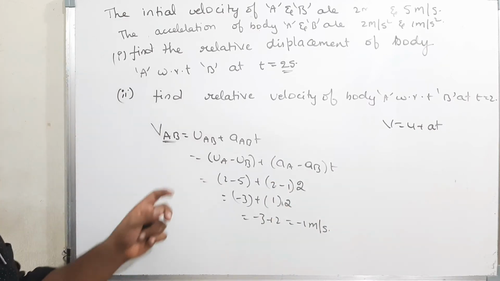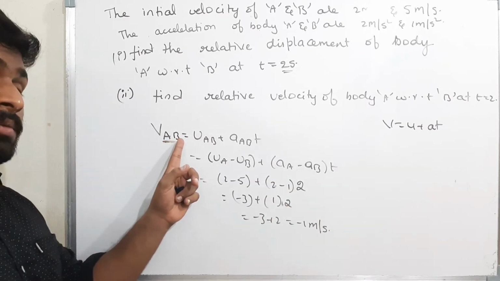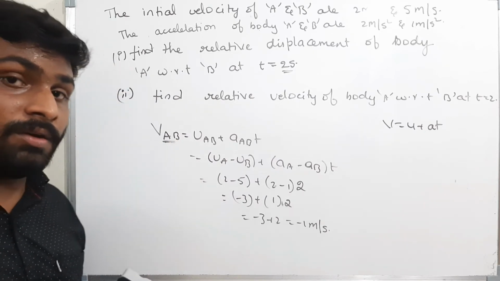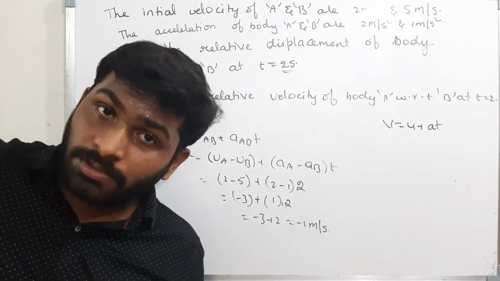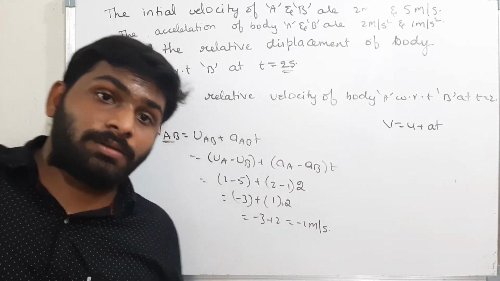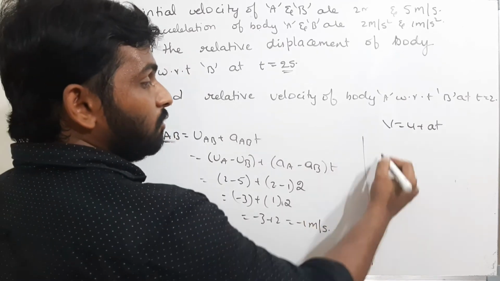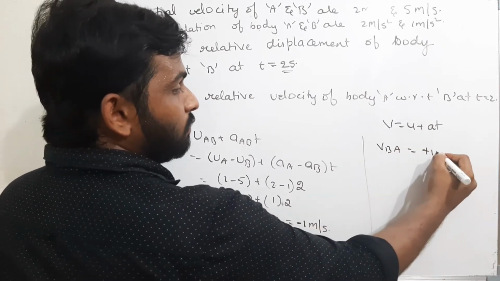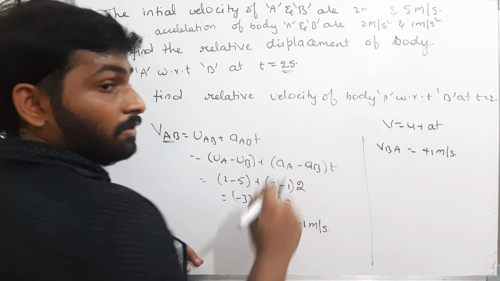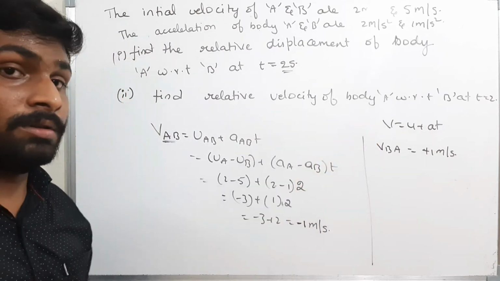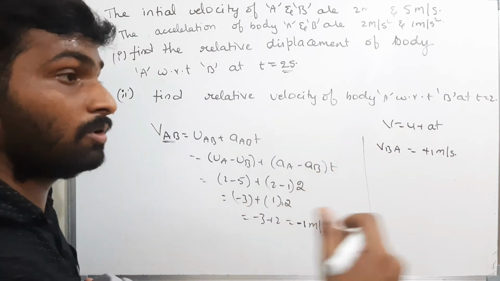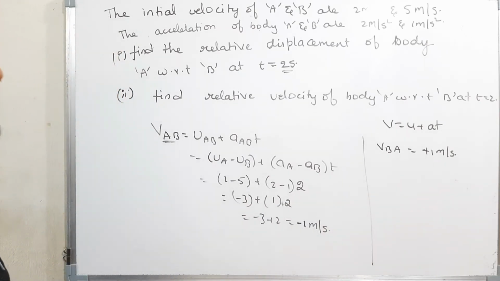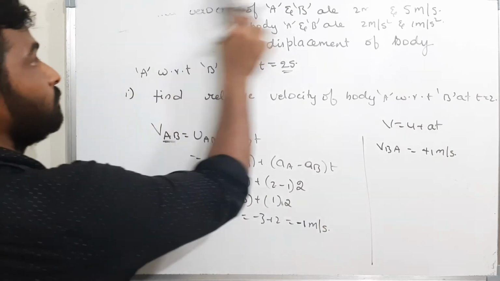That means with respect to B, B is the observer. If B is the observer, B will feel as if the body A is moving backwards with 1 meter per second. If they told us to find with respect to A, that means V_BA, how much? If it is minus 1, this will be plus 1 meter per second. That means if A is the observer, A will feel as if the body B is moving forward with a velocity of 1 meter per second. I think it's clear. Okay, now we'll see one more problem.